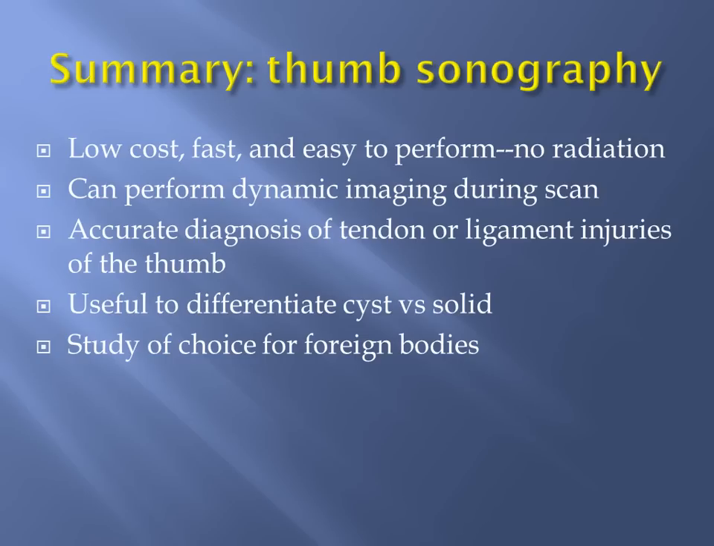So in summary, thumb sonography is low cost, it's fast, it's easy to perform, don't have to worry about radiation, can perform dynamic imaging during the scan. It provides accurate diagnosis of tendon and ligament injuries. It's useful to differentiate cyst versus solid, and is the study of choice for foreign bodies.